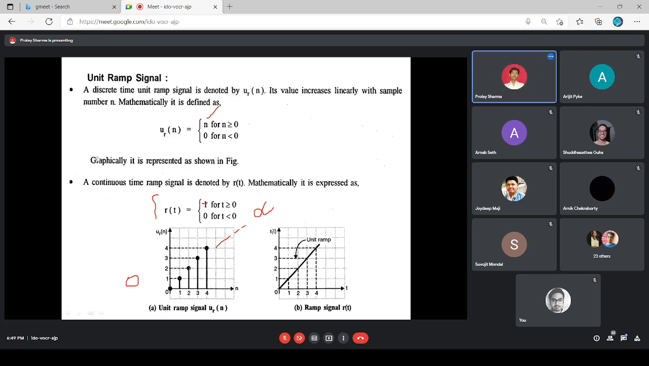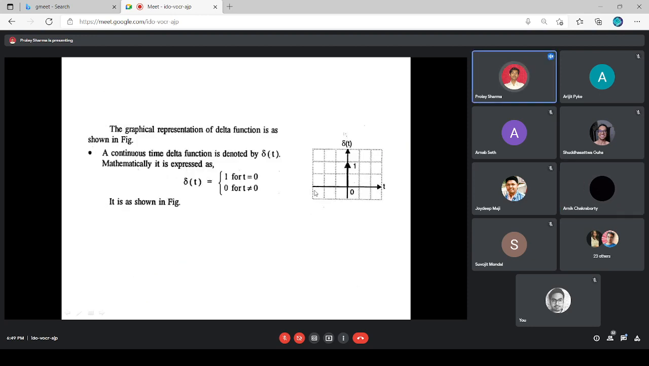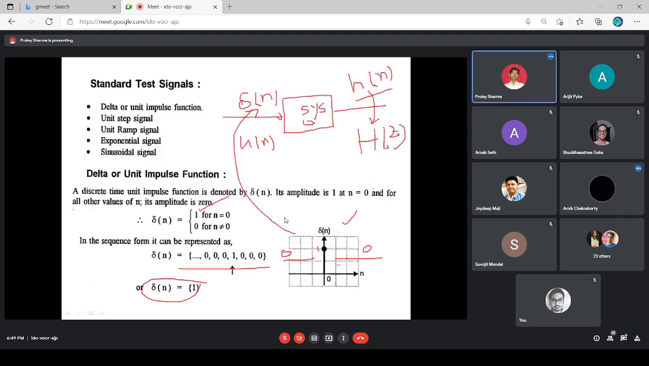Ramp signal. Sir, please show the delta signal once again. Yes, this is the delta signal. Okay sir.